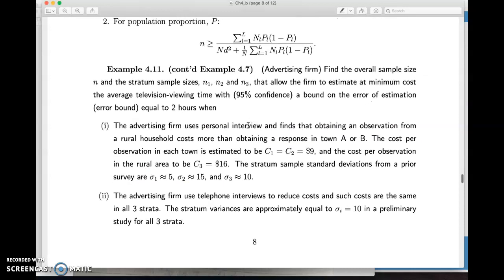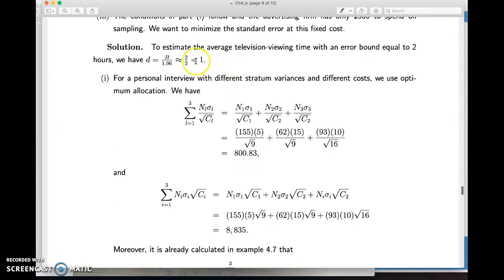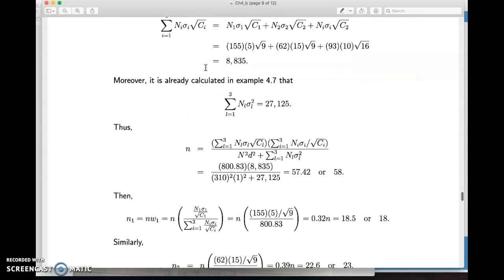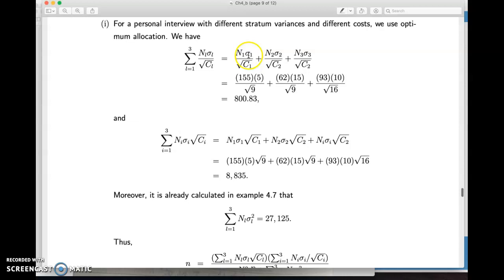So we need to determine the sample size under the optimal allocations. With the bound of error equal to 2, D is 2 over 1.96, so this is around 1. Under the optimal allocations, this is the equation. First of all, calculate the summation of Ni sigma i divided by square root of Ci, the summation over the 3 strata.